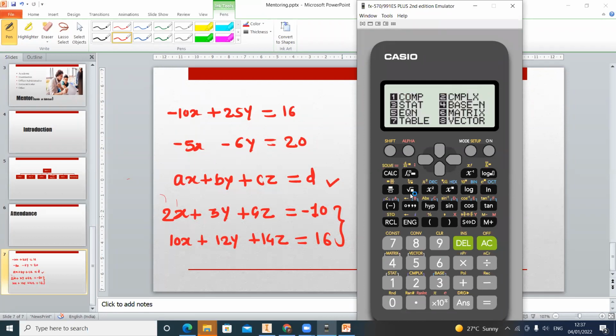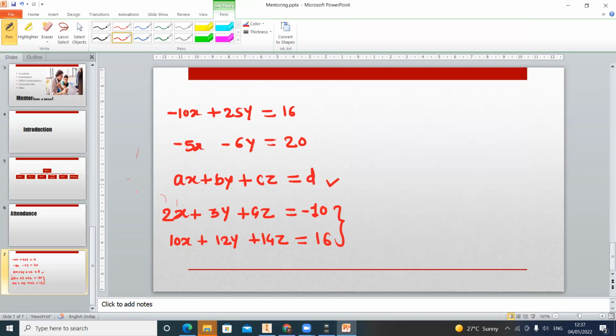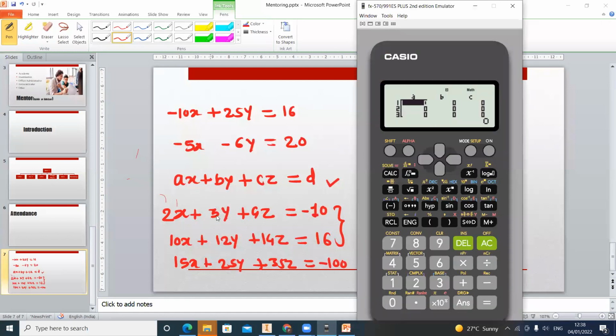Suppose by default the first mode is active, which is the normal mode. Then we press the mode option, select the fifth option, which is equation, and then select the second option, and then enter the values. We will need one more equation, so I will write the third equation, which is 15x plus 25y plus 35z equal to minus 100. Enter them one by one.